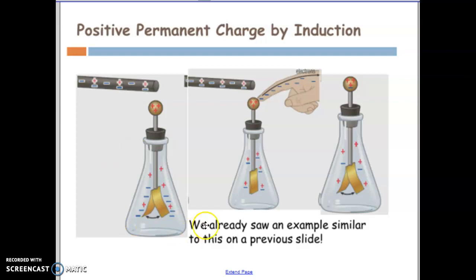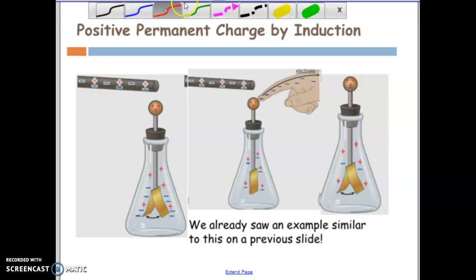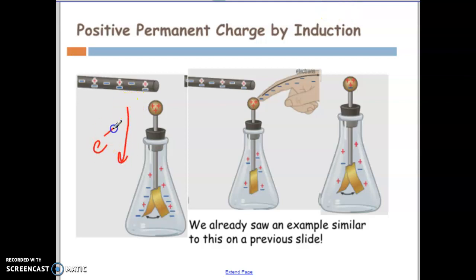So here is a look at that permanent charge by induction using a negative rod. Here we have an electroscope. The electrons here are being repelled by this negative rod, so all the electrons are kind of hanging out down here at the bottom. Right now, if you were to remove this rod, this would be temporary. But we are now going to add in a ground. See how this person's hand is acting like a ground. So the electrons are leaving this electroscope because they are repelled by this negative rod.